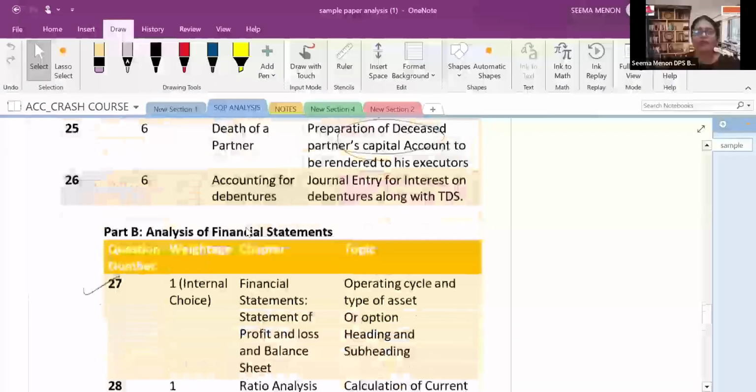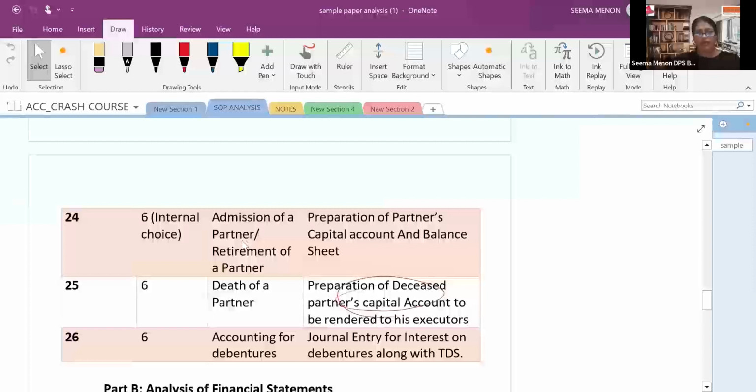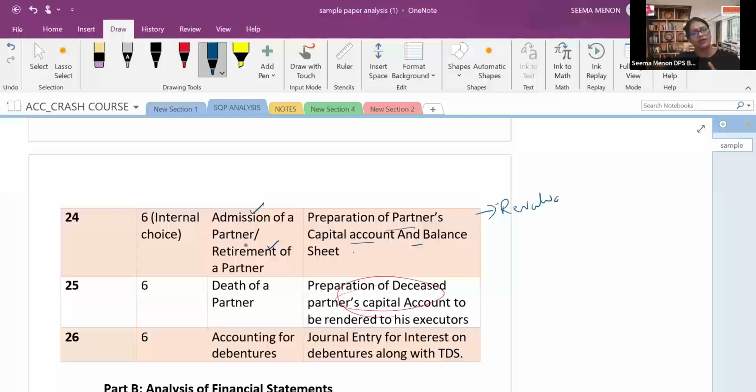Here I have analyzed all the questions, so you can give priority to the topics: which topic you need to prepare for 1 mark and which topic you have to prepare more intensely for 6 mark. Here you can see question number 24, admission of a partner, retirement. From both they asked, admission may say, this is called internal option. They asked for preparation of partners' capital account and balance sheet. There is no revaluation account. You will not prepare the revaluation account because the revaluation gain is given in the question.